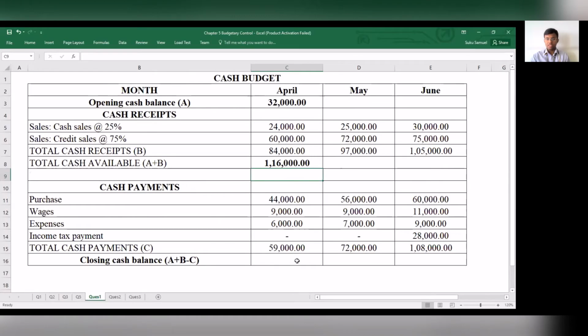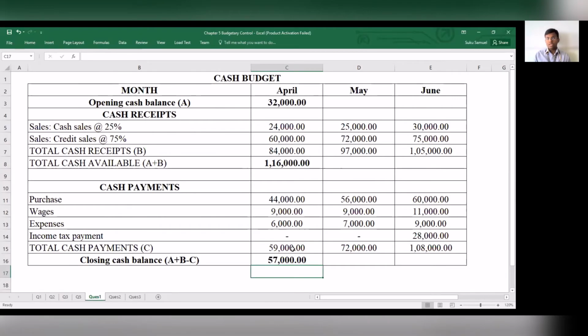Similarly, we have to calculate the closing cash balance. How do we calculate closing cash balance? That will be total cash available minus your cash payments, which works out to be 57,000. So 57,000 is your closing cash balance for the month of April.